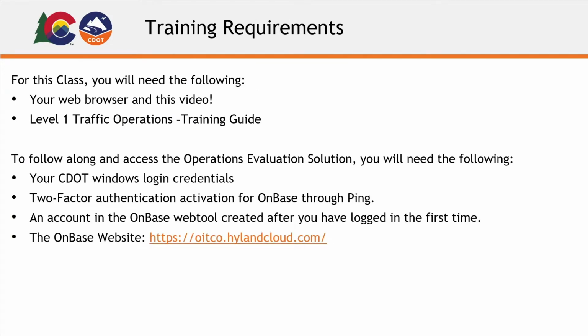For this class, you will need the following: your web browser in this video, the Level 1 Traffic Operations Training Guide. To follow along and access the Operations Evaluation solution, you will need the following: your CDOT Windows login credentials, two-factor authentication activation for OnBase through Ping, an account in the OnBase web tool created after you have logged in for the first time, and the OnBase website, seen here.